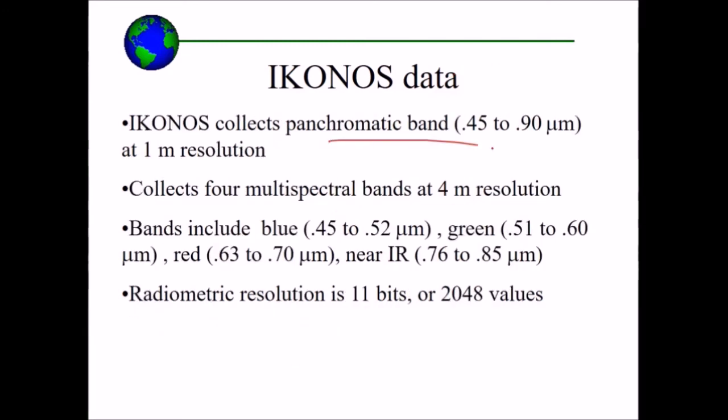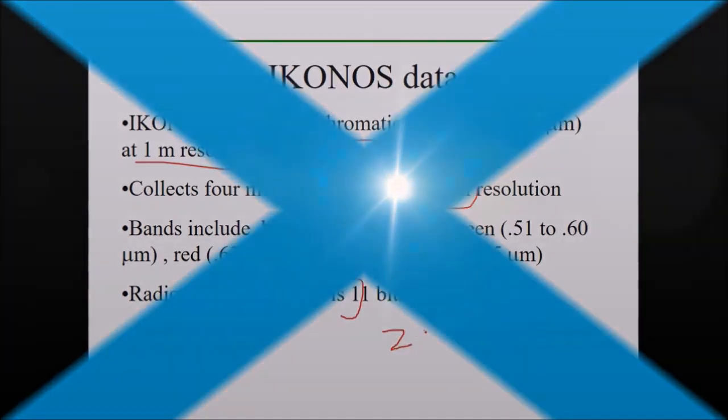IKONOS collects a panchromatic band also from 0.45 to 0.9 at 1 meter resolution. This is very good resolution. And it collects 4 multispectral bands at 4 meter resolution. So MSS at 4 meter and panchromatic at 1 meter resolution. The bands are blue, green, red and IR. So radiometric resolution is 11 bit, again 2 to the power 11, very good. It's around 20.